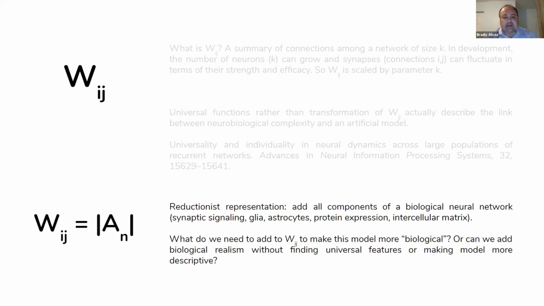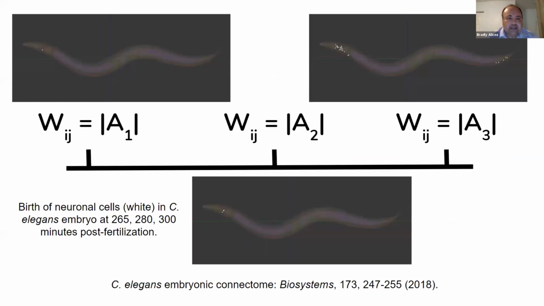In that case, you have all sorts of different things going on in the brain. What we need to do is to make this Wij sparse, but we also want to make it as biological as possible. We want to add biological relevance to it. And so you can see how this kind of works in a C.